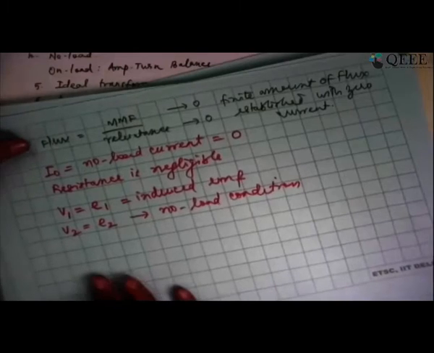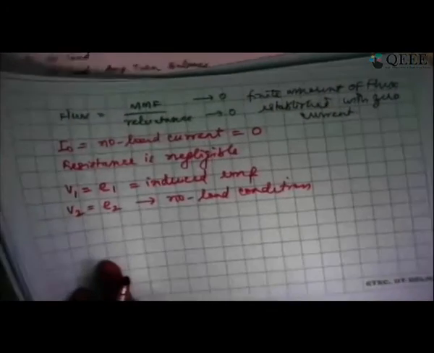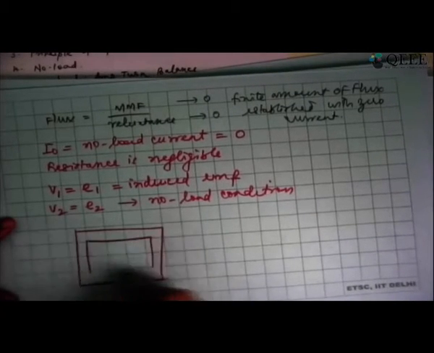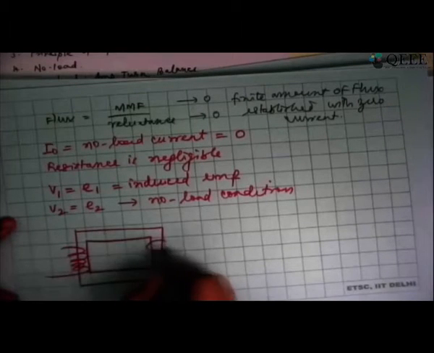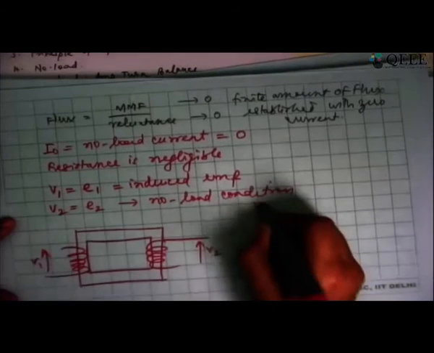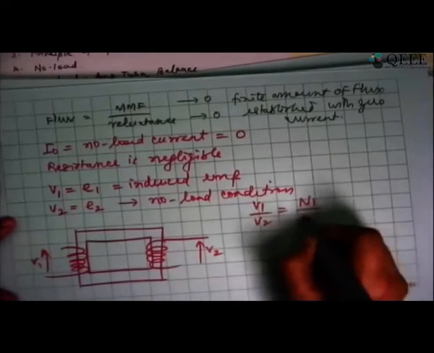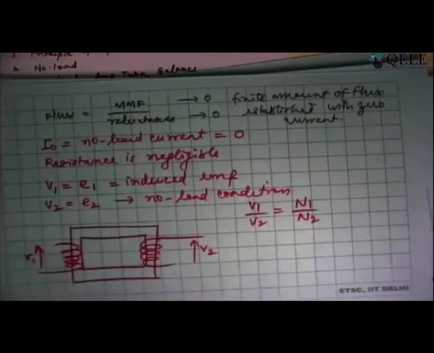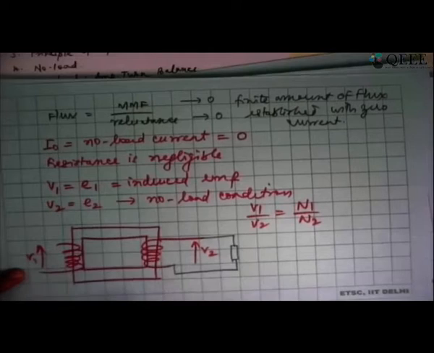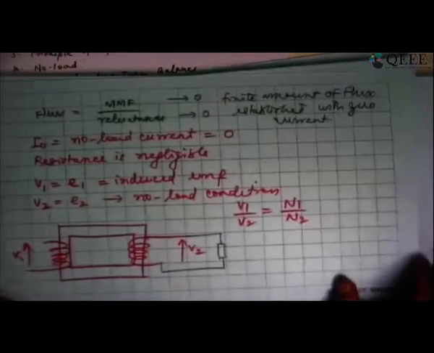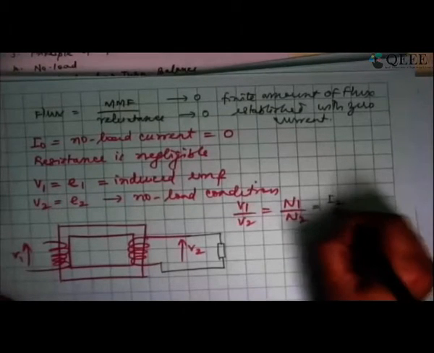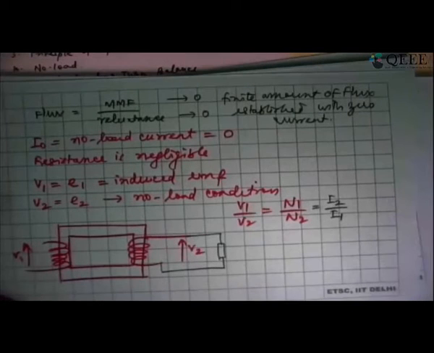Under no load condition, whatever voltage I apply on the primary side as V1 induces a voltage on the secondary side as V2, and I have V1 by V2 equal to N1 by N2. This is very much valid. Now when I connect the load on the secondary side of an ideal transformer, we have V1 by V2 equal to N1 by N2 equal to I2 by I1. This is the relationship followed.